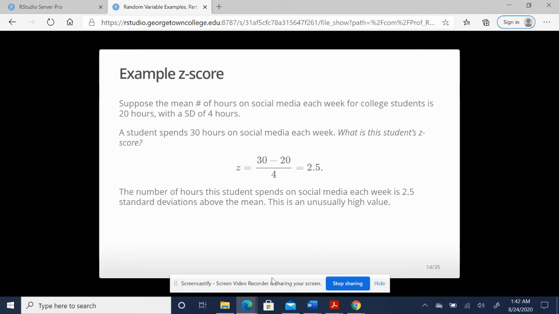So let's look at the z-score of a student who spends 30 hours on social media each week. Okay, what is that student's z-score?